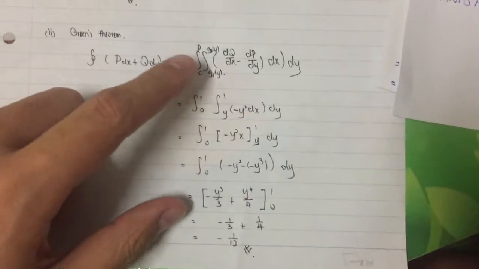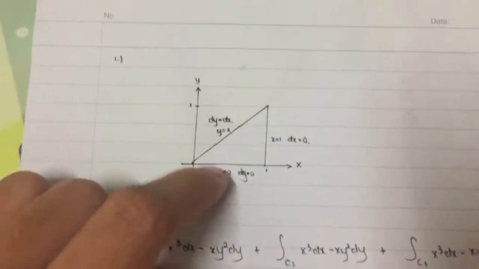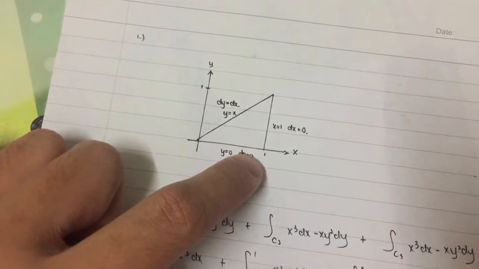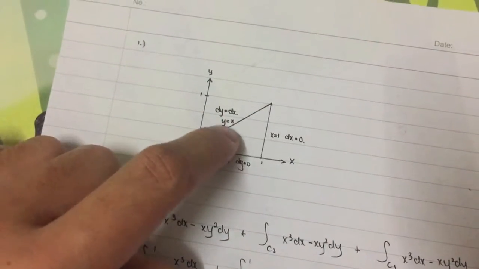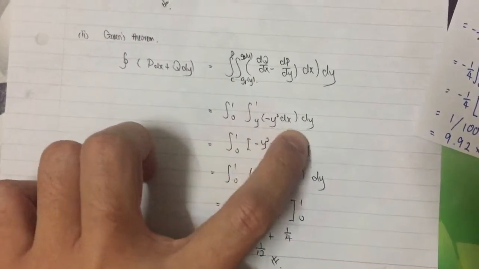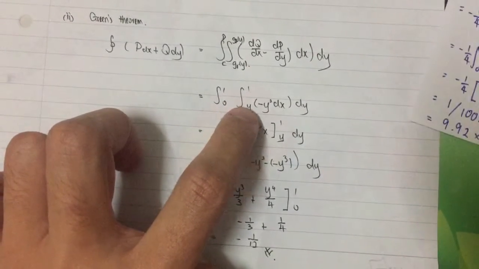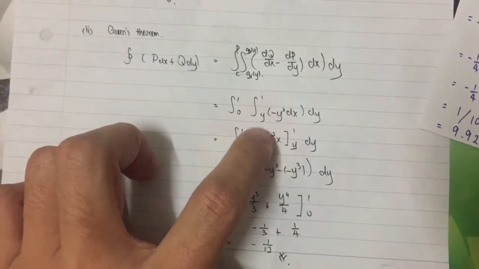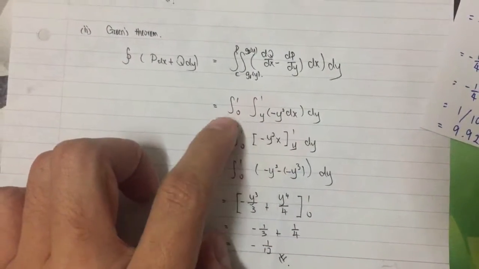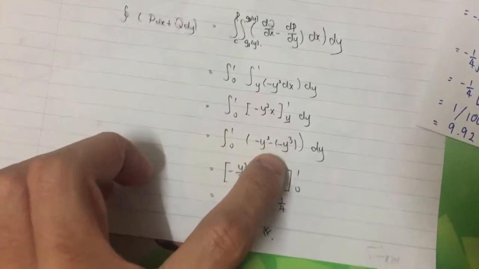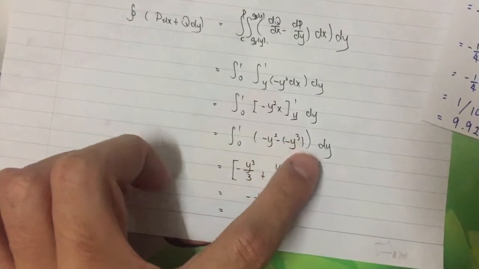Because if you look at the graph, the limit of x for this graph is from 1 to y, where x equals 1 and x equals y. So now you can look at this equation. When you substitute everything inside, you get an equation like this, where you have to integrate with respect to x first, the negative y whole squared, and you will get negative y squared x, and you evaluate the limits, and you will get negative y squared minus y to the power 3.